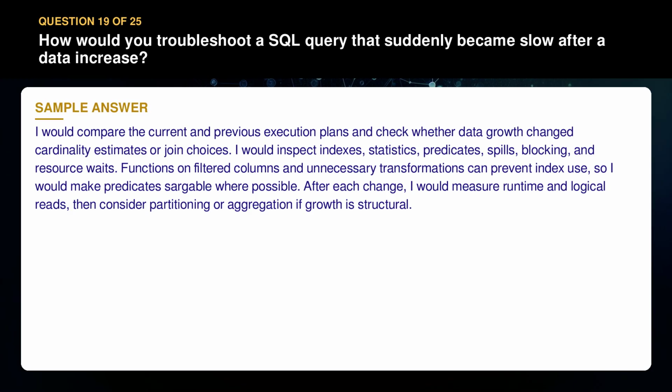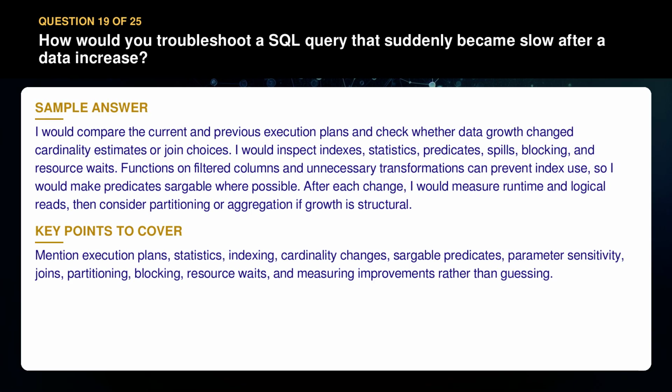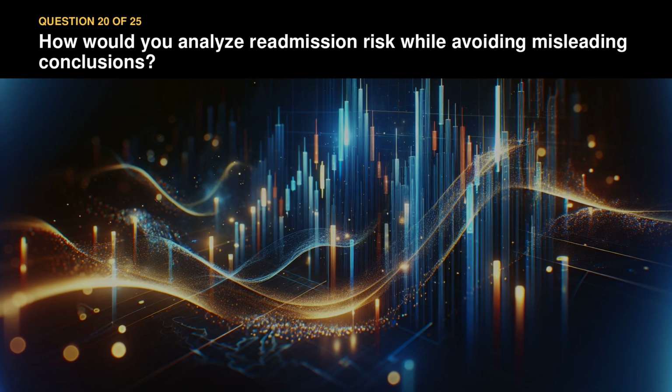Functions on filtered columns and unnecessary transformations can prevent index use, so I would make predicates searchable where possible. After each change, I would measure runtime and logical reads, then consider partitioning or aggregation if growth is structural. Mention execution plans, statistics, indexing, cardinality changes, searchable predicates, parameter sensitivity, joins, partitioning, blocking, resource weights, and measuring improvements rather than guessing.